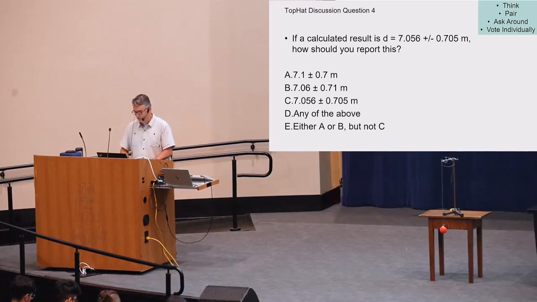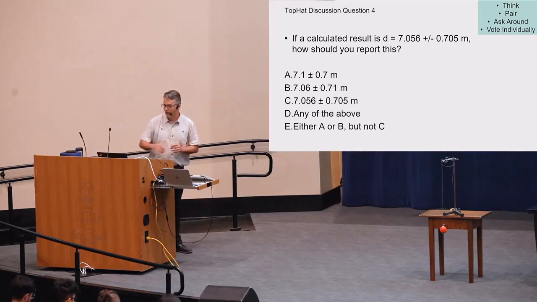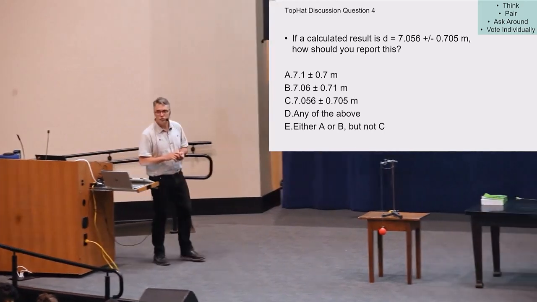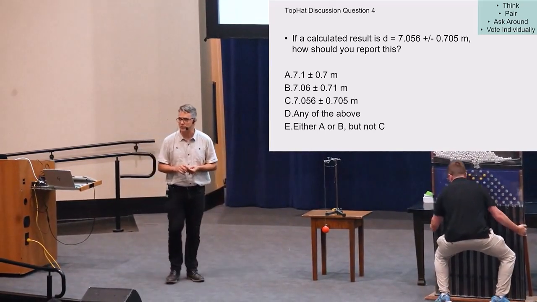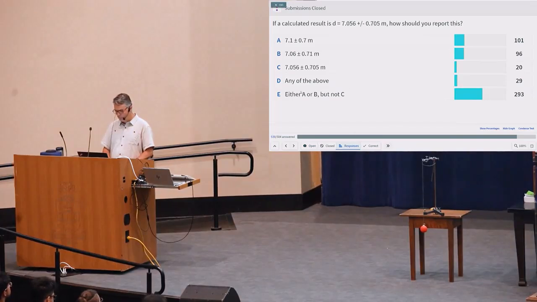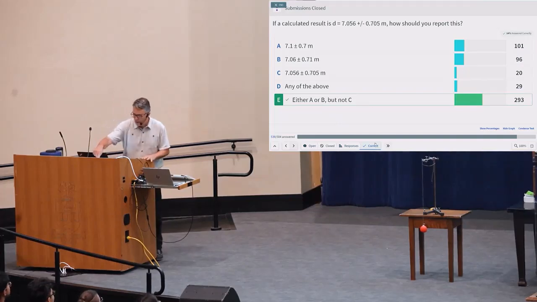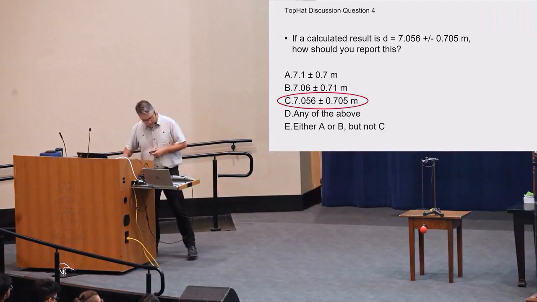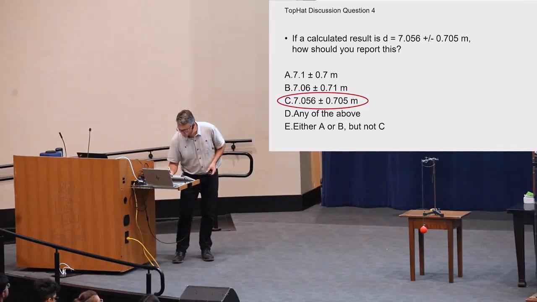Let's say that you made some calculations, you did an experiment, and you got 7.056 plus or minus 0.705. So if you're going to publish that in a journal, which of these 3 choices would be the right way to publish that? So either A or B, but not C. I like it. So the reason I like that is, the first thing you want to do is round this uncertainty.